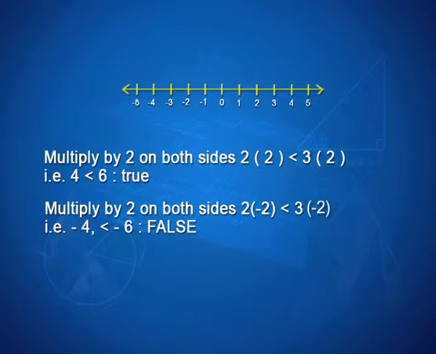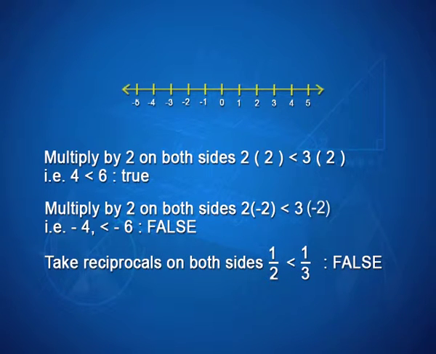Multiply by minus 2 on both sides, 2 into minus 2 is less than 3 into minus 2, that is minus 4 is less than minus 6, which is false. Take reciprocals on both sides, 1 by 2 is less than 1 by 3, which is again false. So, let us summarize the rules here now.